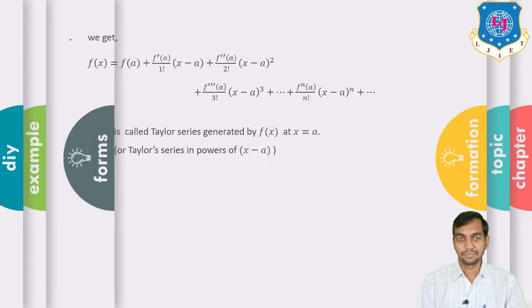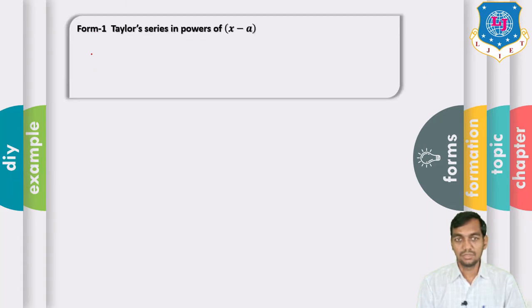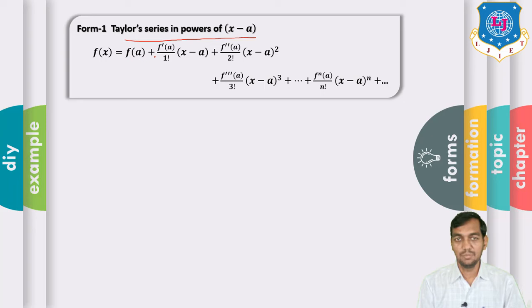Okay? Now, first of all, different forms of a Taylor series. The Taylor series in the powers of x minus a, that we have already obtained: f(x) is equal to f(a) plus f'(a) divided by 1 factorial into (x minus a), plus f''(a) divided by 2 factorial into (x minus a) whole square, plus f'''(a) divided by 3 factorial into (x minus a) whole cube, and in general plus dot dot dot f^n(a) divided by n factorial into (x minus a) raised to n.